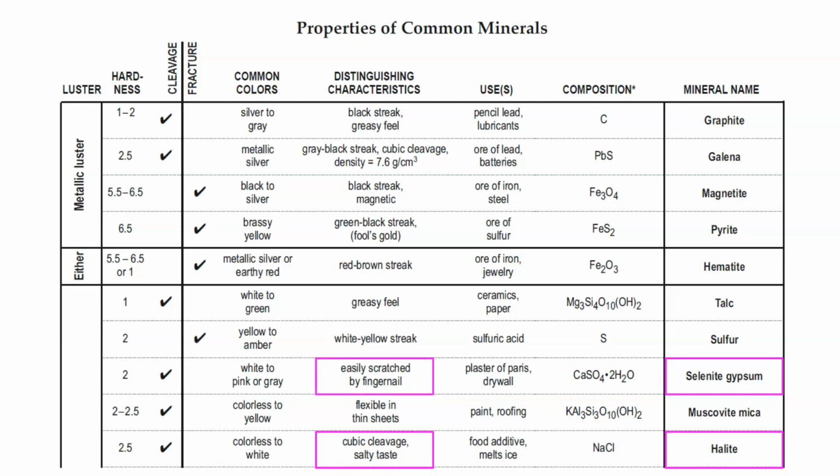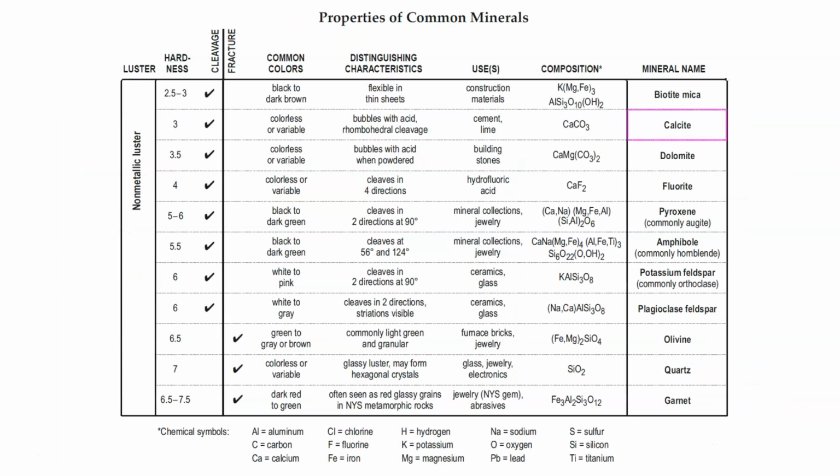Gypsum is easily scratched by a fingernail, but it doesn't say anything about bubbling with acid. So we move on. Calcite, very first comment, it bubbles with acid. So let's just take a look at dolomite. And dolomite also bubbles with acid. Difference being, it needs to be powdered first. So you need to powder dolomite in order for it to react to acid.